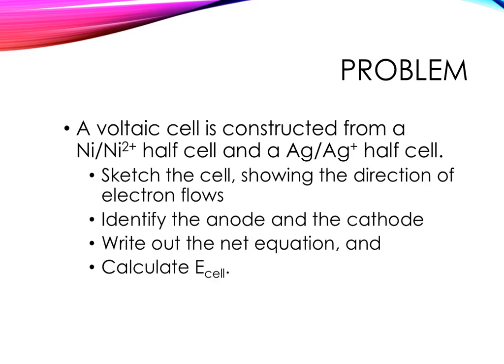So what we want to do is sketch the cell, showing the direction of the electron flow in the cell. We want to identify the anode and the cathode. We want to write out the net equation for this voltaic cell and calculate Ecell. Now, we're not necessarily going to do this all in this sequence. We're going to do it in the sequence that makes sense to us.